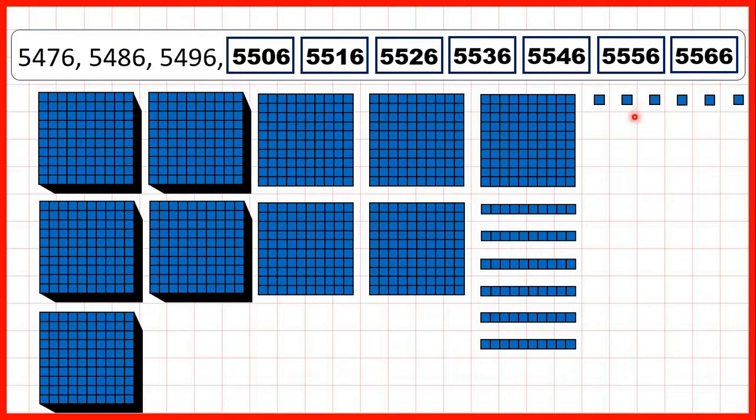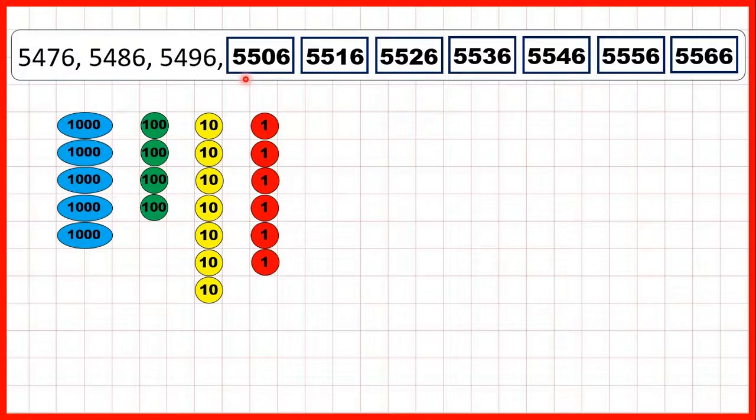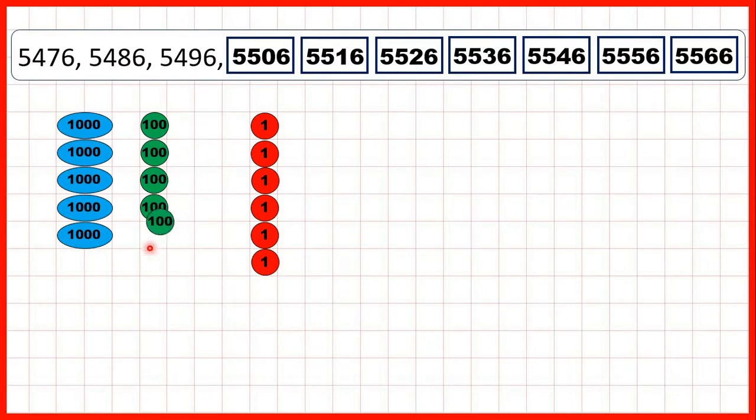Notice, because we're counting in tens, the number of ones that we have will always stay the same, but the number of hundreds, like we saw here, might change. We can also show counting in tens using place value counters. So again, we're starting with 5,476. If we count in tens, once we've got 10 tens, we can exchange those for 1 extra 100.